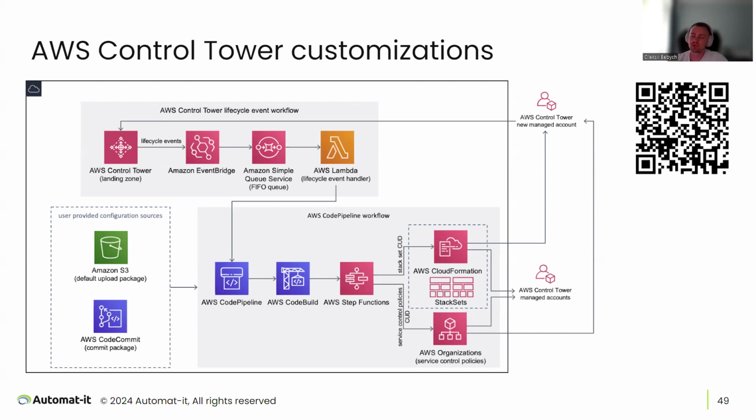And there are 2 possible triggers of these pipelines. The first one is updating code in Git, and the second one is creating a new account in our landing zone. So, for example, if you deploy something to the production organizational unit and you create a new account in this organizational unit, it will automatically receive all resources that are mentioned in your manifest file.